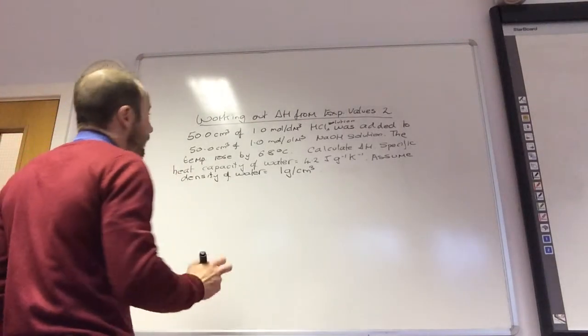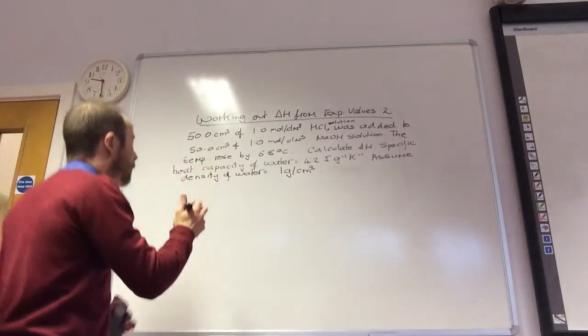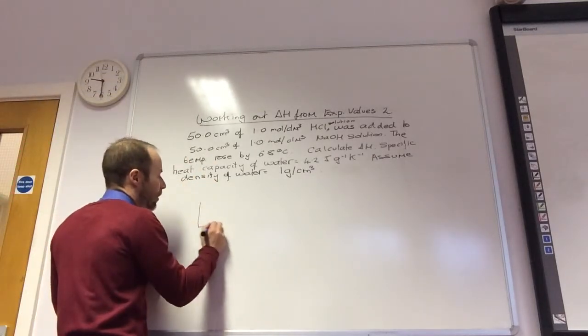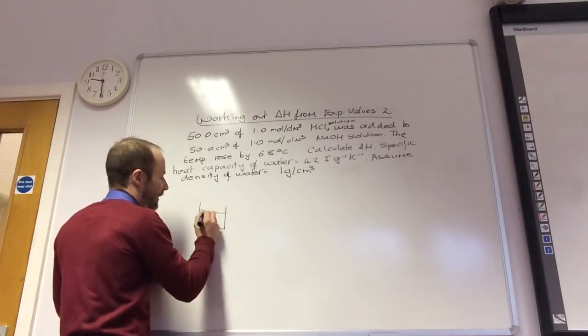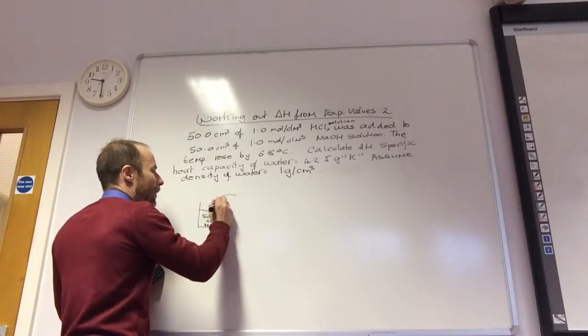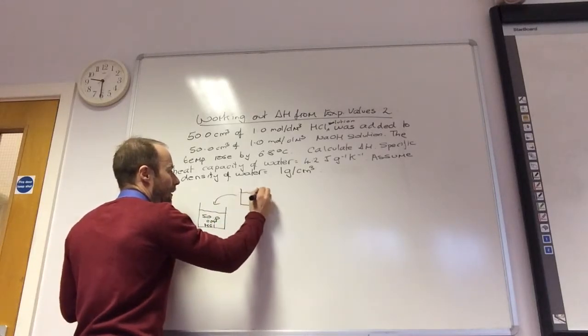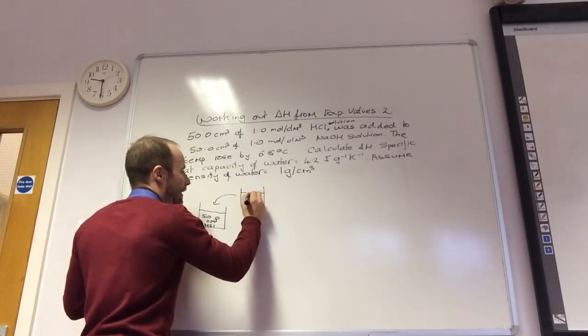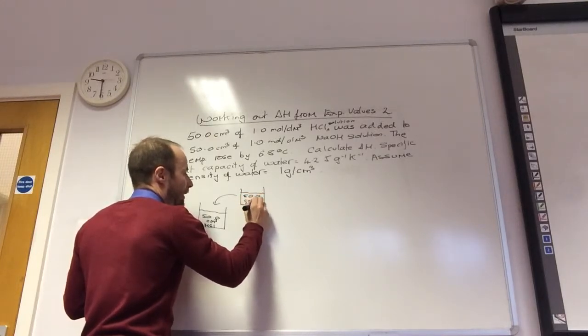Okie dokie, so this is another example. So if I just draw, we had 50.0 centimetres cubed of hydrochloric acid. Into that we added 50 centimetres cubed of NaOH solution.